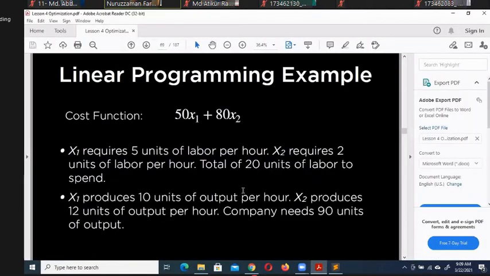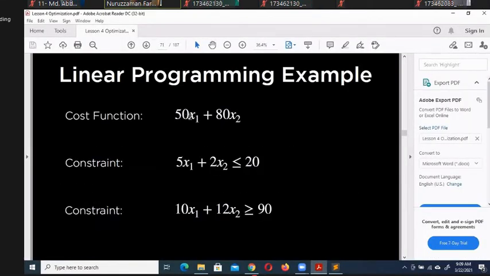what was our problem? The problem was we have X1 and X2 unit labors, and the constraint says we can't have more than 20 labors, and another constraint is we have to produce more than 90 units of products in a day. We have to produce more than 90 products in a day, we can't take more than 20 labors, and we have two machines, X1 and X2. Now the question is, how can we optimize the situation?